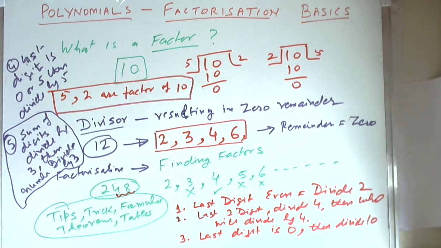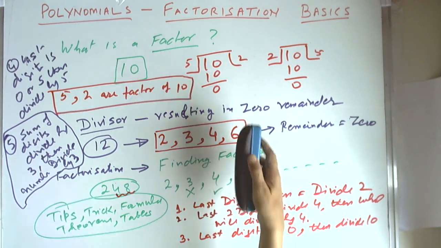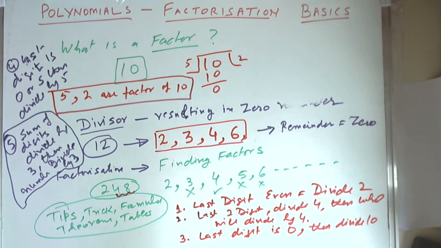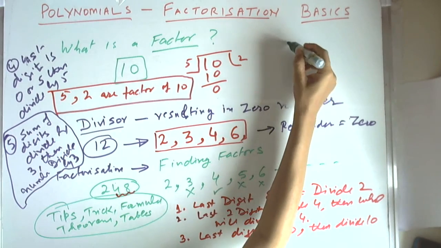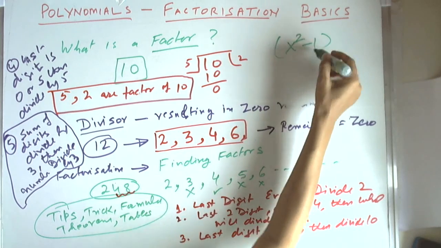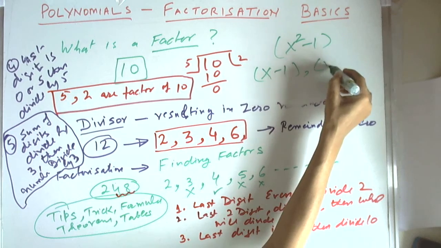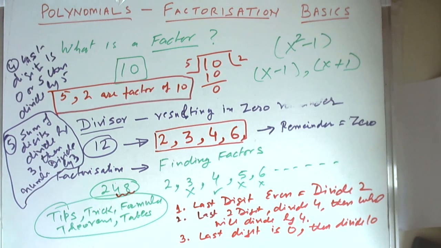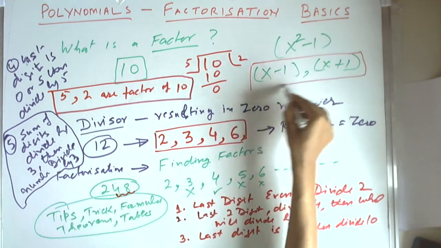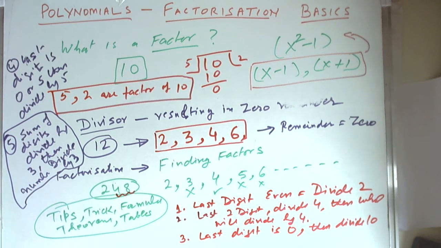Now, in case of polynomials also, the factors and factorization have the same meaning. In this case also, in case of a polynomial, we have to find the divisor so that the remainder is 0. Let us take a quick example here of x square minus 1, and we know that x minus 1 and x plus 1 both are factors of x square minus 1. So if we divide x square minus 1 by x minus 1, the remainder will be 0. And also if we divide x square minus 1 by x plus 1, then again the remainder will be 0. So both these are factors of x square minus 1. And we will learn more in the subsequent videos how to do factorization of polynomials.